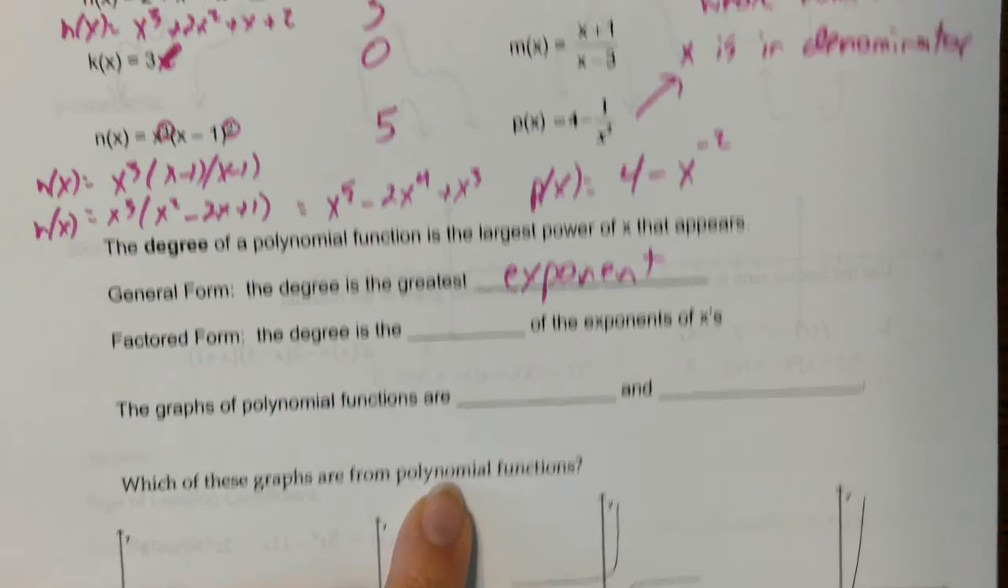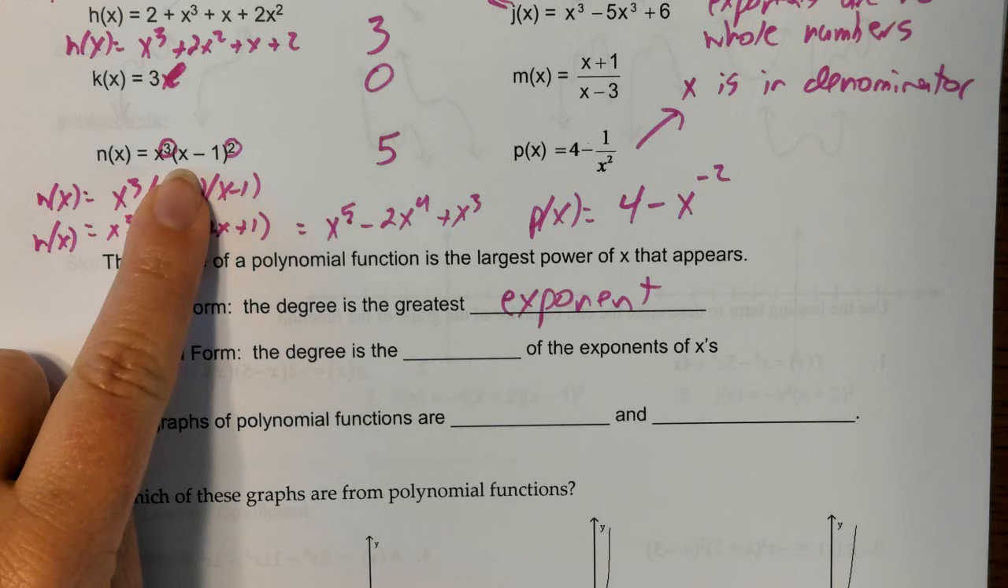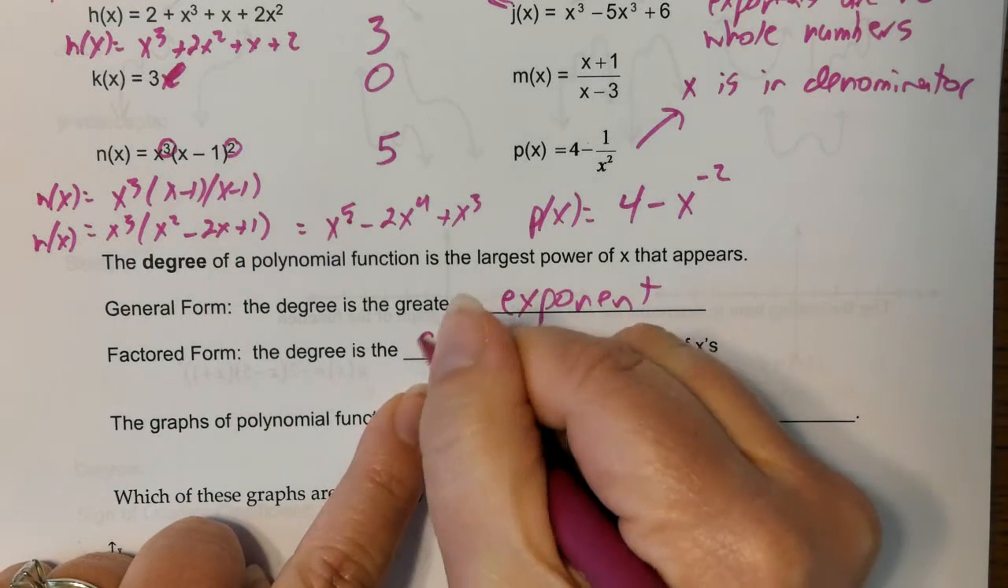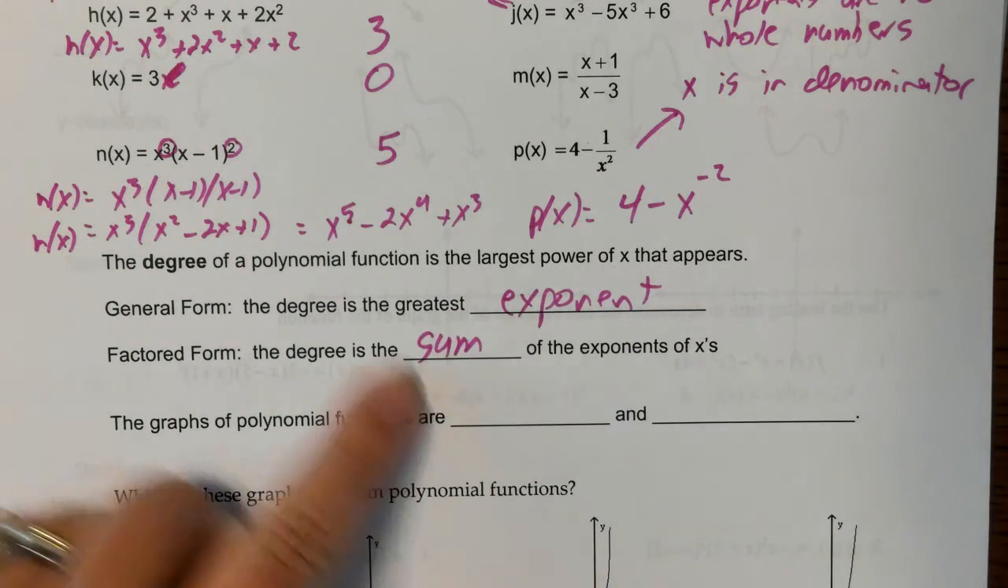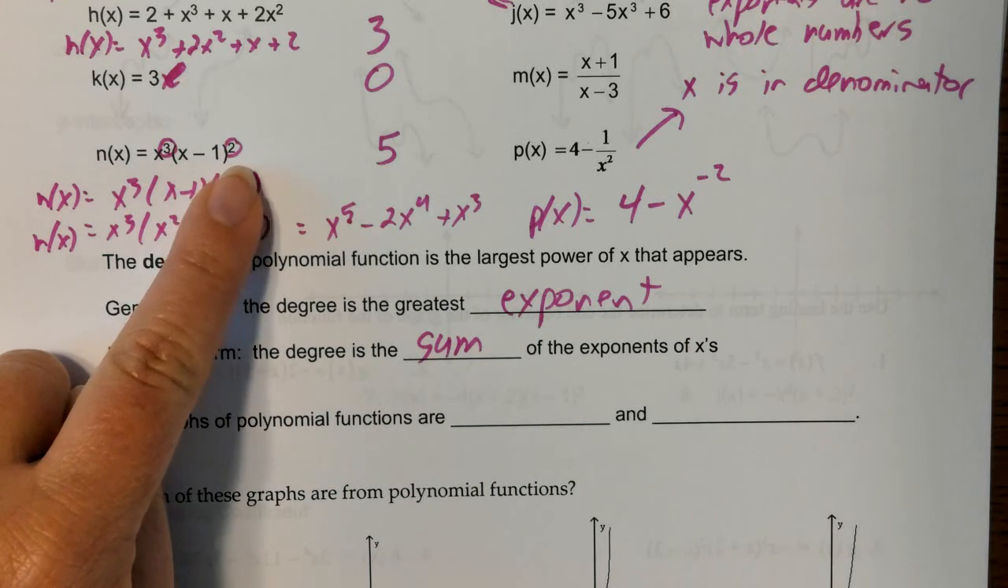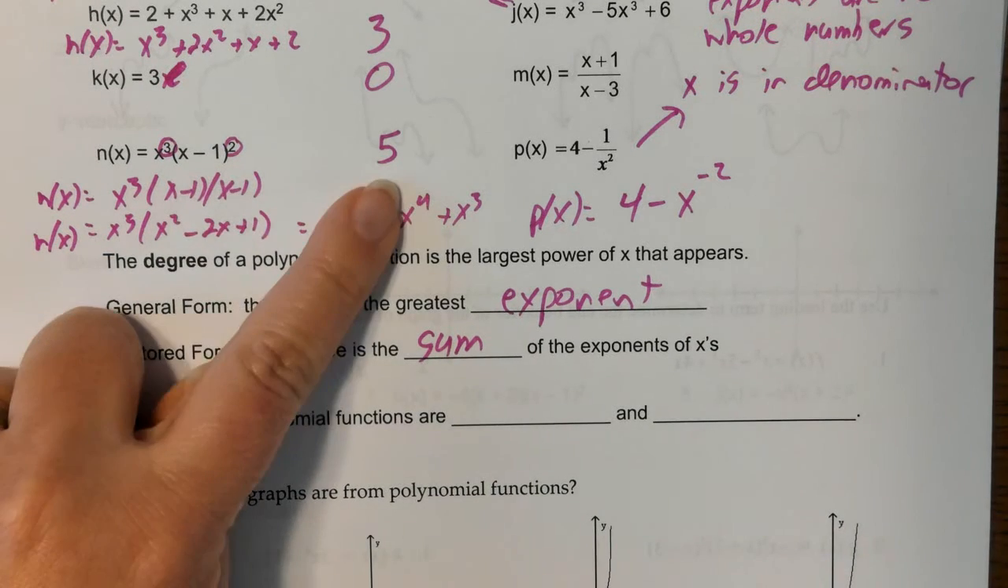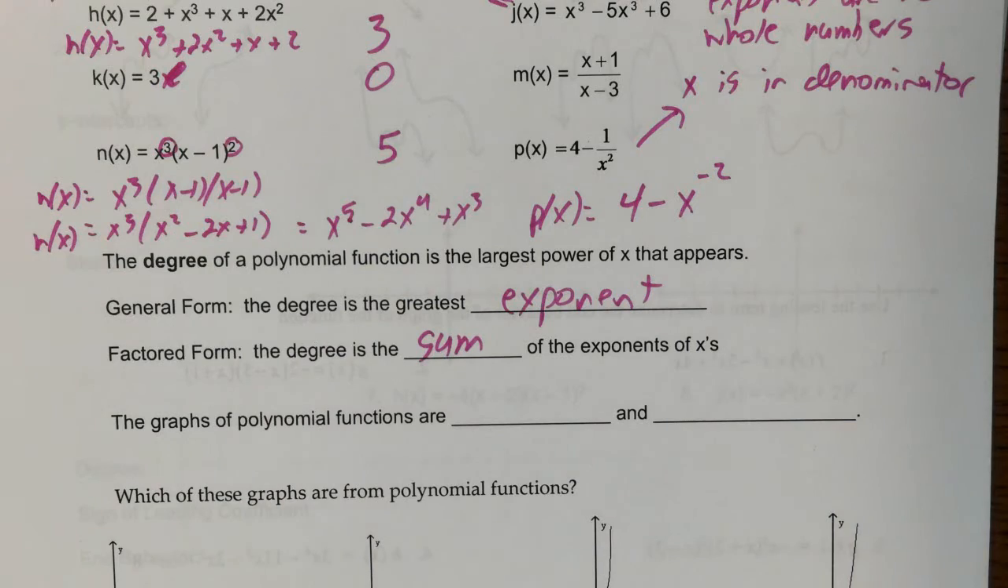Okay. When we have them in factored form, n of x was in factored form, then the degree is the sum of the exponents. We said we could take that 3 and 2, the exponents there, and add them together to get our degree of 5. Okay, so just a reminder of that.